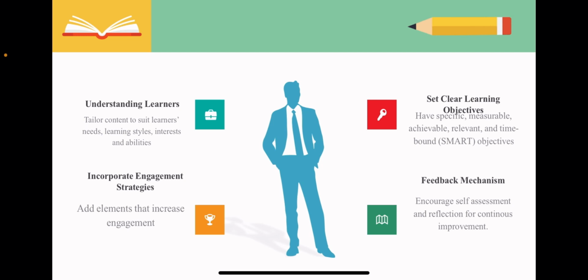Is this child growing? Is this child improving? Do I need to introduce another strategy? Is there something new I'm observing about this child that I need to take note of? So feedback mechanism is very important. You can also get feedback from the learner. You can ask, okay, how do you feel about this lesson? How do you feel about this method? How do you feel about what we learned today?